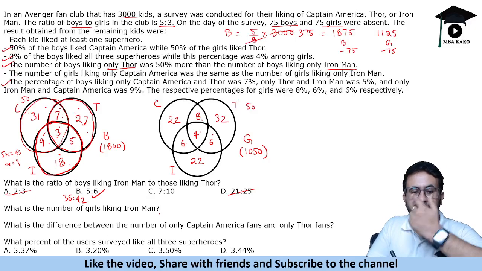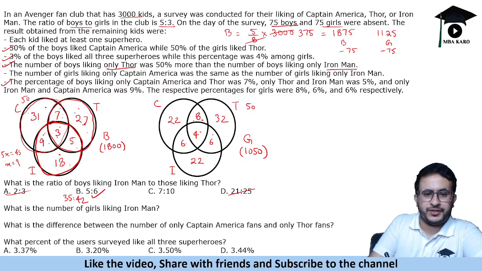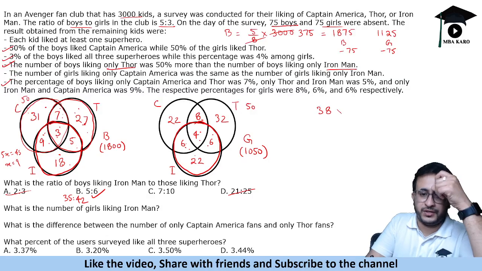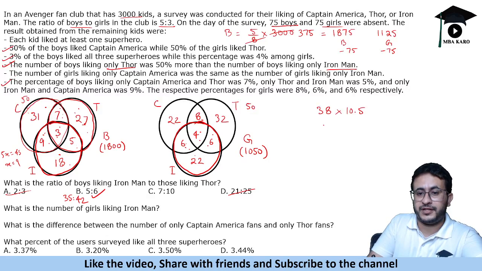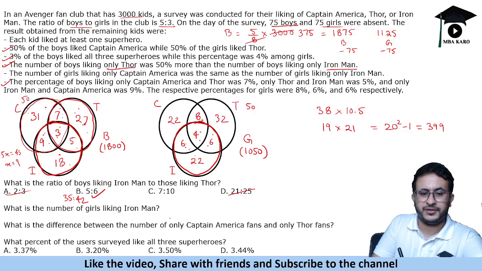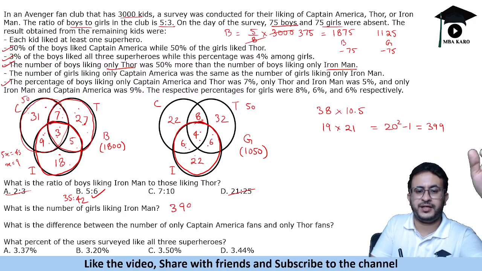What is the number of girls liking Iron Man? Okay, so Iron Man is this value, which is 28 plus 10, 38%. So 38% of 1050. So 38 into 10.5. We can do it as 19 into 21. Okay, so can be done as 20 square minus 1, that is 399. Okay, so the answer is 399.